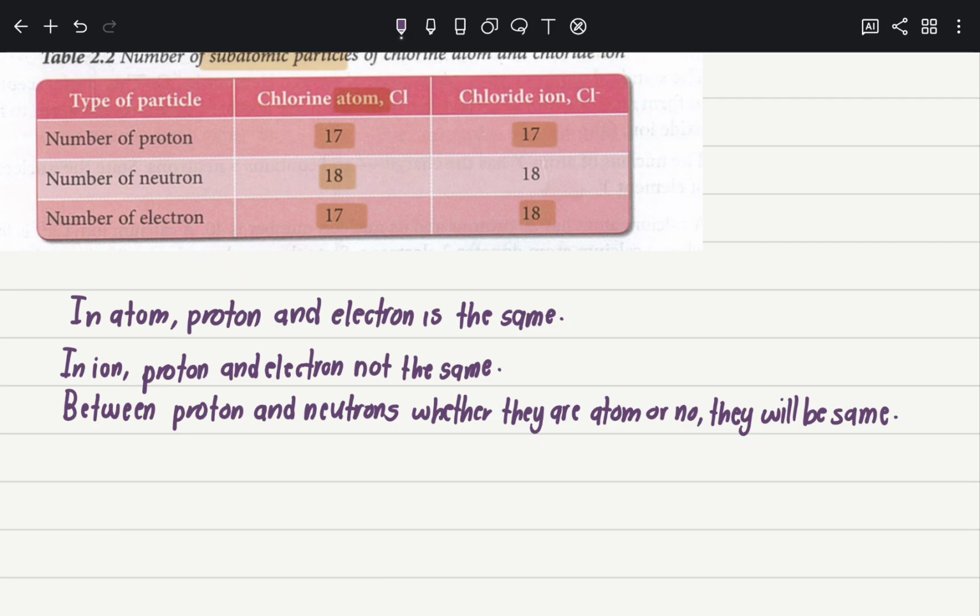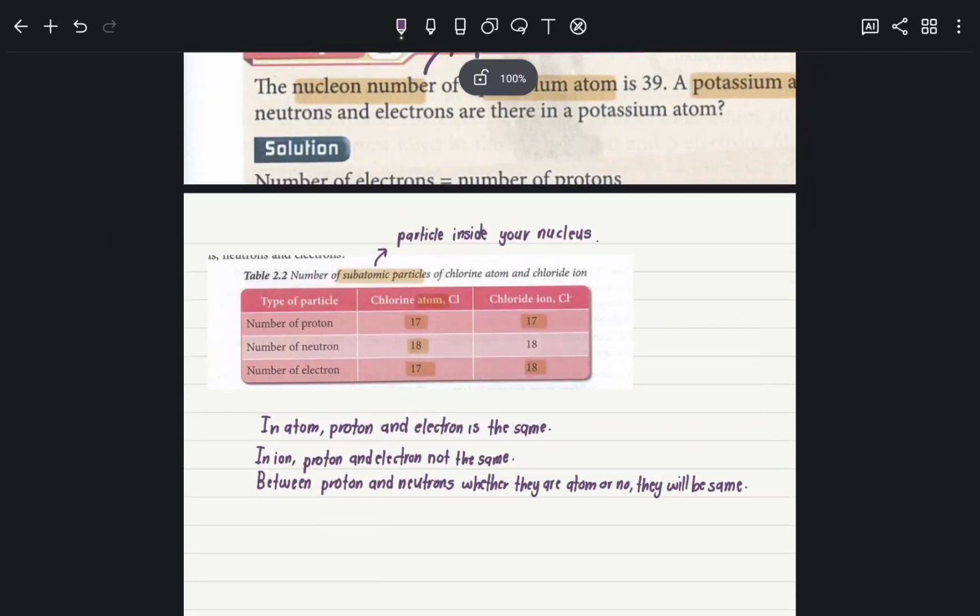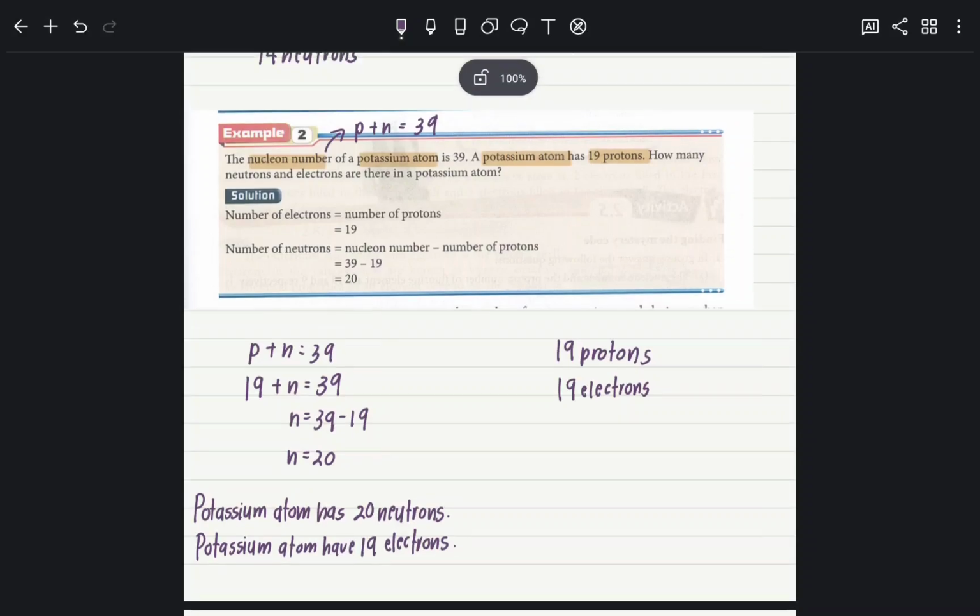Why does it occur in electron? Because electrons are balanced in ion. You understand? I hope you understand what I'm talking about, so no need to repeat many times. Always remember, atom and ion have the same number of protons and number of neutrons, but the number of electrons changes. I hope you understand what I'm teaching in this lesson.